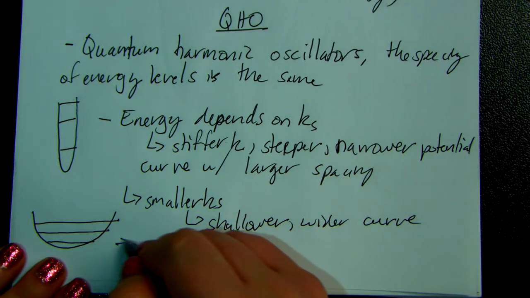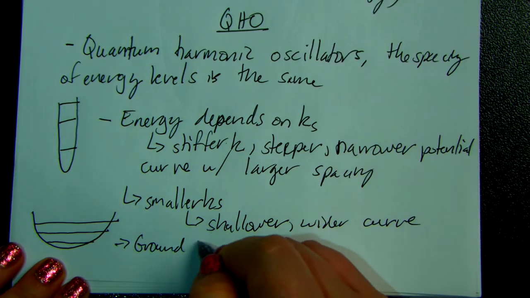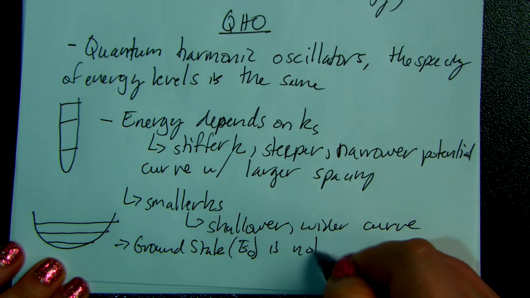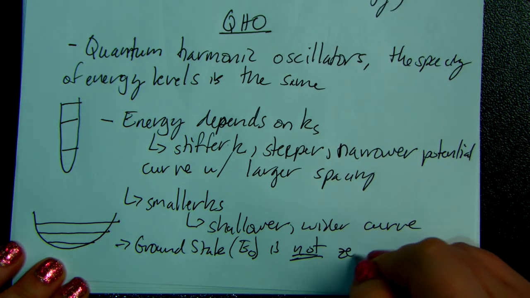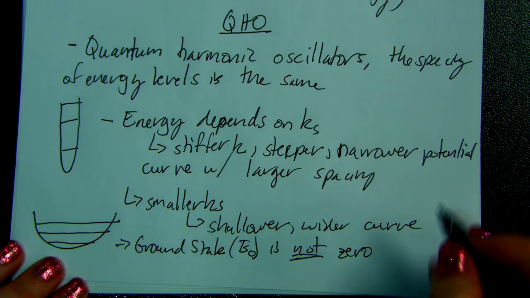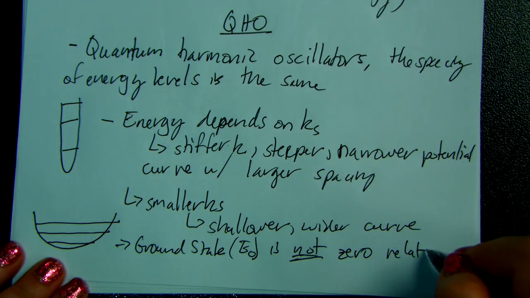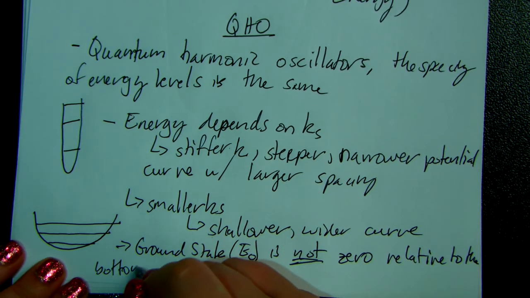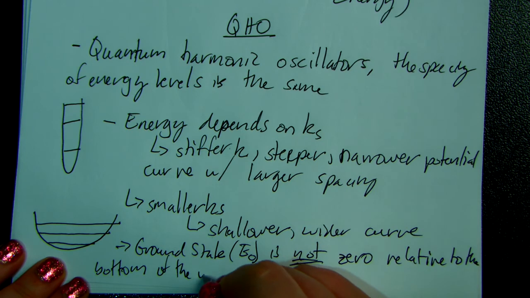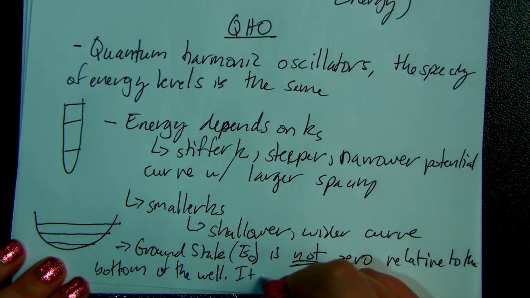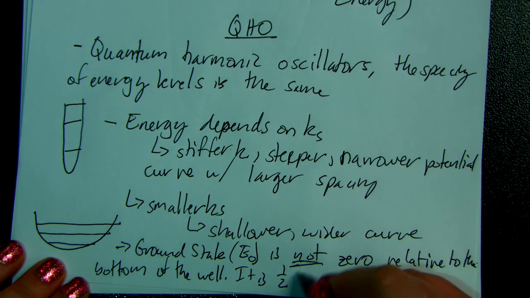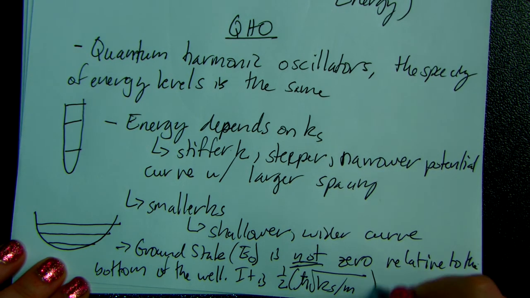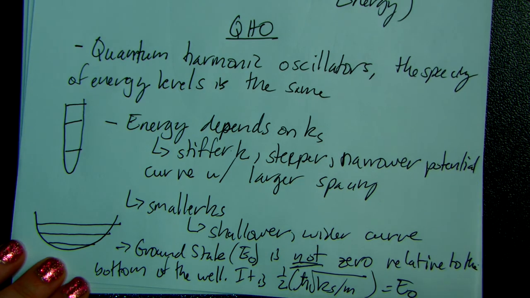And the ground state E naught is not 0. And that should be obvious by looking at the pictures relative to the bottom of the well. It is 1/2 h bar root Ks over m. So this is always true for E naught.